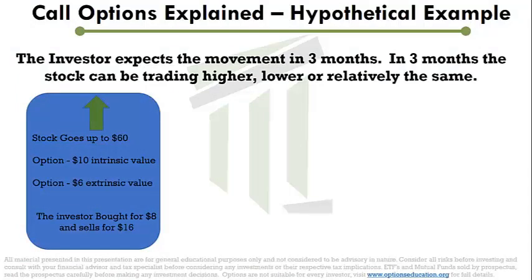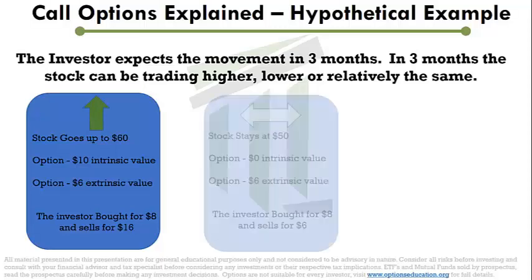Well, if the stock goes up to 60, the option will now have $10 of intrinsic value, meaning that we have the right to buy it for 50, but the stock is now worth 60, so there is $10 of intrinsic value. Now, when we first bought the option, it was an $8 cost. Some time has decayed since this point, so we've lost some time value, so maybe our time value has $6 of extrinsic value. So what the investor bought for 8 could now sell for 16.